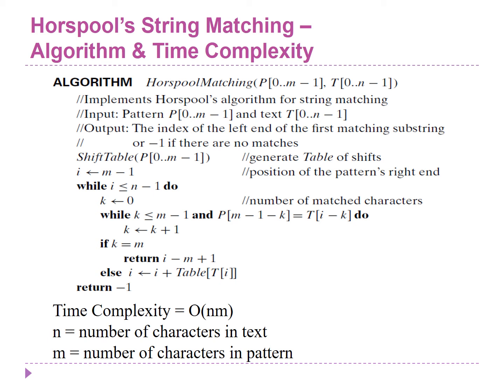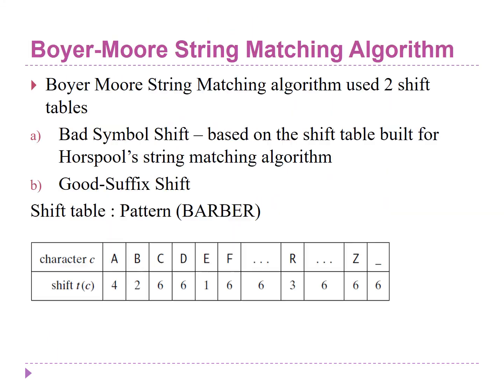The time complexity of the Horspool algorithm is equal to big O of nm, where n is equal to the number of characters in the text and m is equal to the number of characters in the pattern.